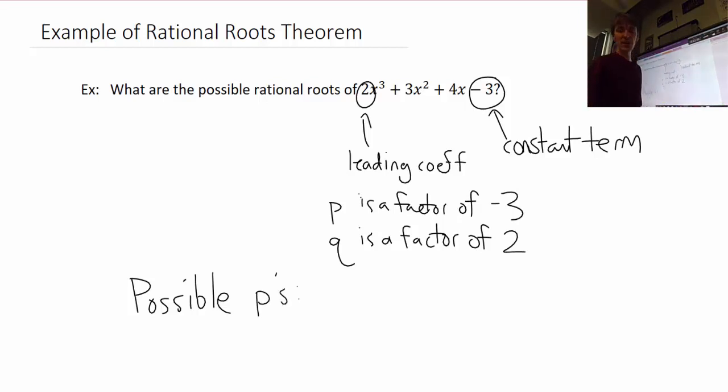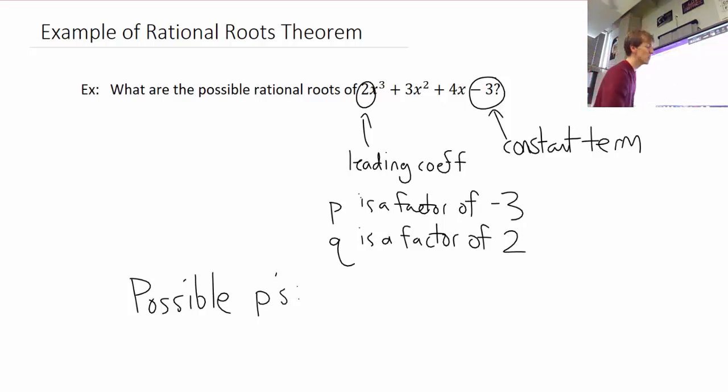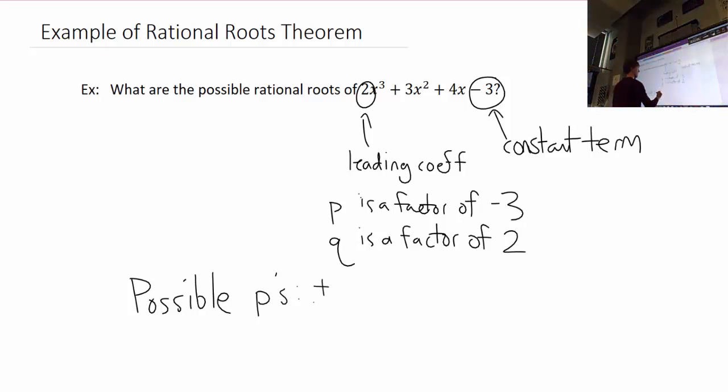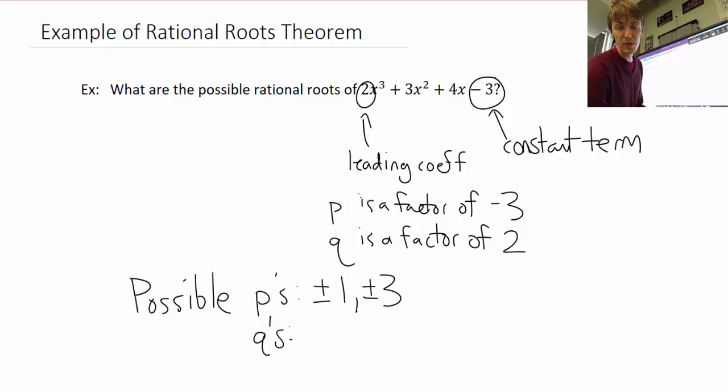So what are the factors of -3? And they could be positive or negative. Well, 3 is a prime number, so the only factors are 1 and 3. And just keep in mind that everything has a plus or minus. So the possible P's are plus or minus 1, plus or minus 3. Possible Q's are, again, Q is a factor of 2. So what are the factors of 2? 1 and 2. When I include the plus or minus, that's plus or minus 1, plus or minus 2.